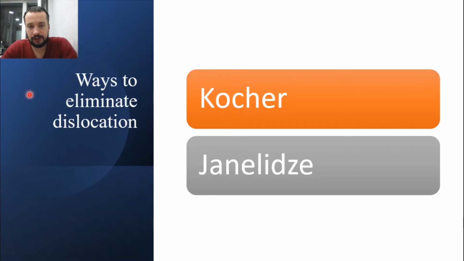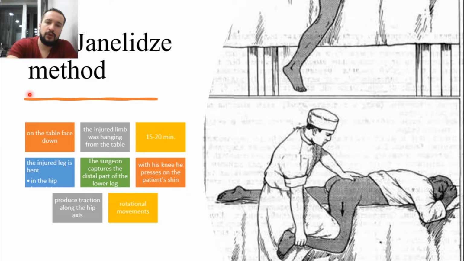Ways to eliminate dislocation. We have two types of reduction: the method of Dr. Kocher and the method of Dr. Janelidze. And I will tell you some interesting moments of these methods.